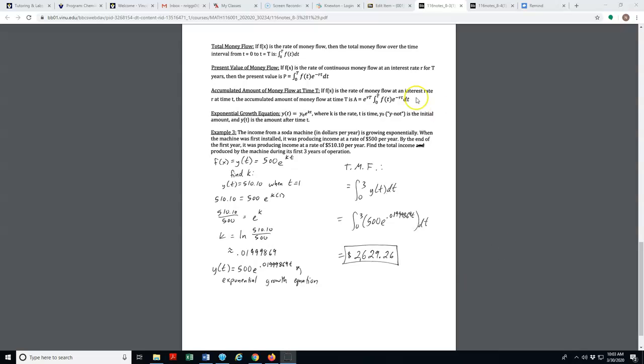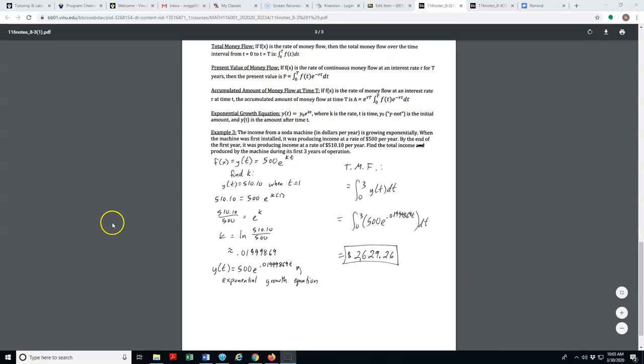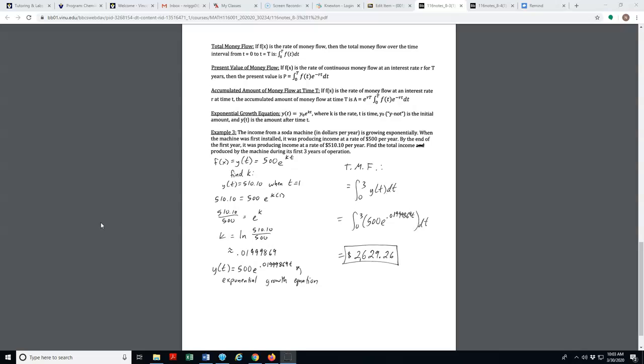So again, for all of these, you will be given all of these equations. We may not necessarily have the exponential growth on a test. There are homework problems on it though, so that is definitely going to be fair game for the test. And that is section 10.3.